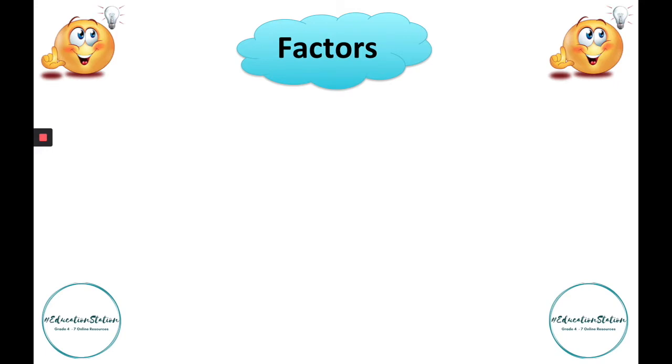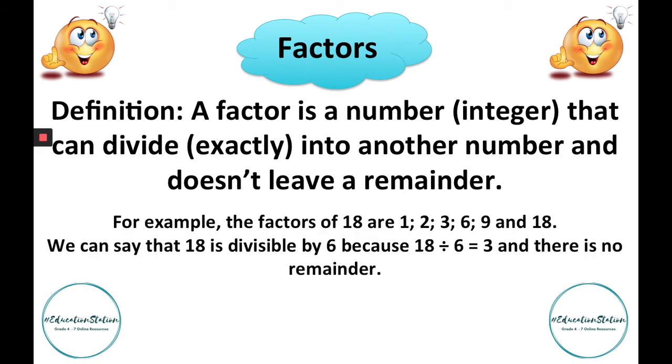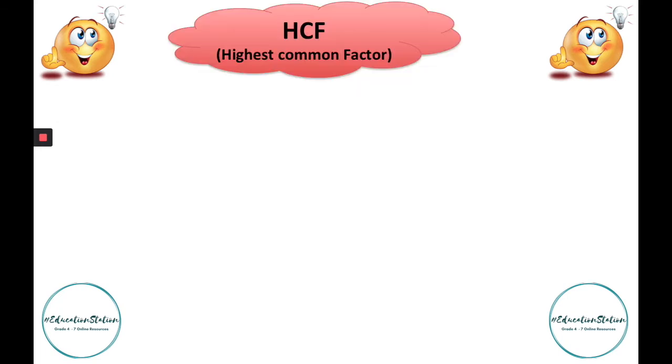So the definition of a factor is a number that can be divided into another number and that doesn't leave a remainder. So for example, let's take the number 18. The factors of 18 are 1 because 1 can divide into 18 equally. 18 can be divided by 2 without a remainder, it will be 9. 18 can be divided by 3 because it would be 6. 6 would therefore be a factor of 18, 9 as well as 18. So we can say that 18 is divisible by 6 because 18 divided by 6 equals 3 and there is no remainder.